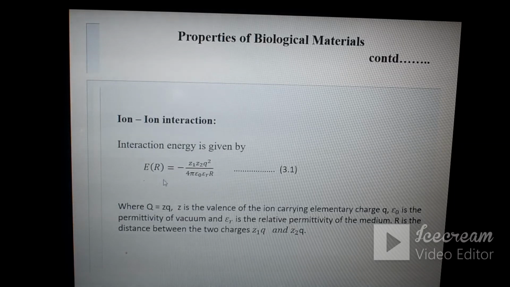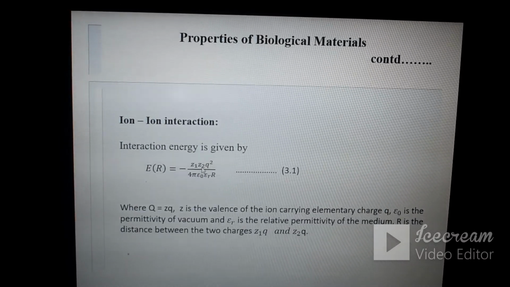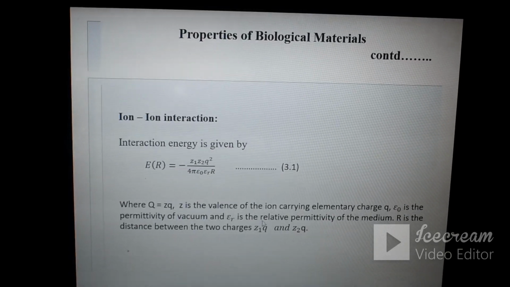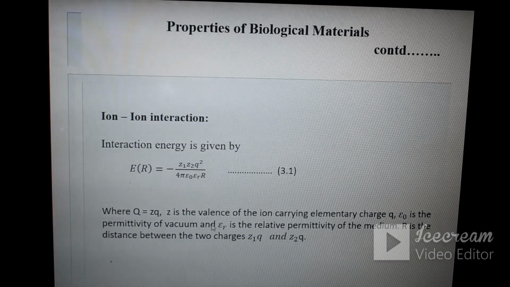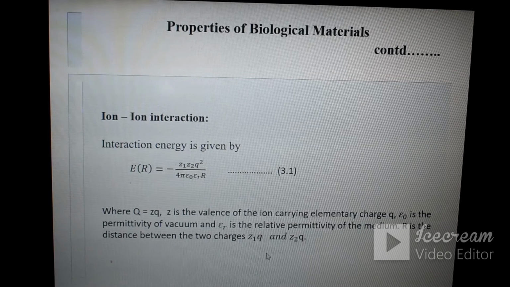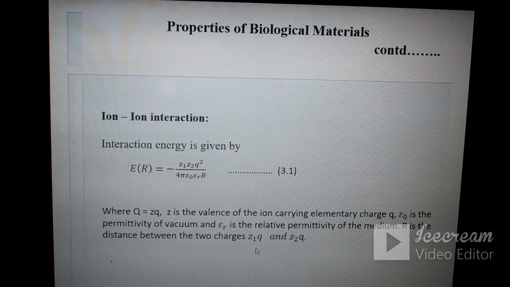because the Coulomb force between two ions we know, where Q equal to ZQ, and that is for first ion. Suppose Q equal to Z1Q, for the second ion, Z2Q. Z is the valency of the ion carrying elementary charge Q. Epsilon naught is the permittivity of vacuum, and epsilon r is the relative permittivity of the medium. Capital R is the distance between the two charges Z1Q and Z2Q.